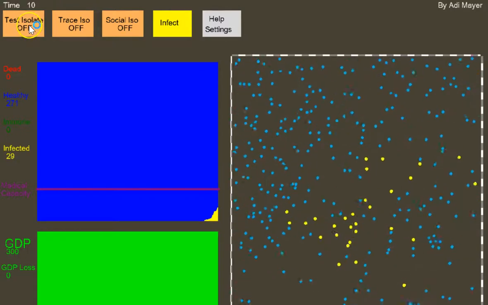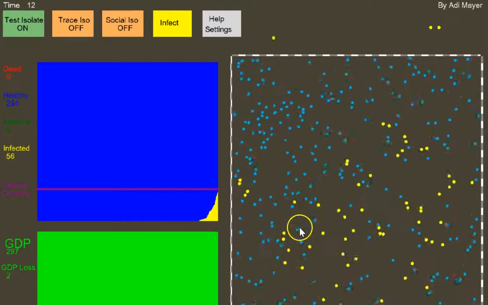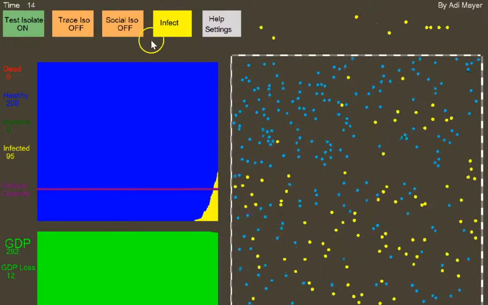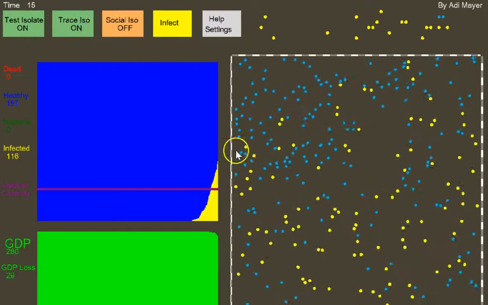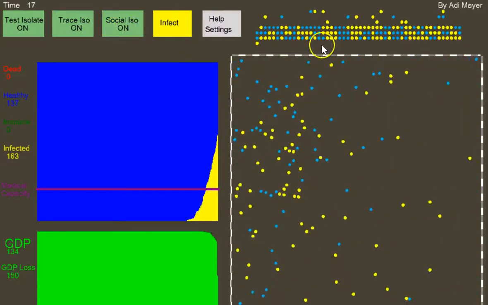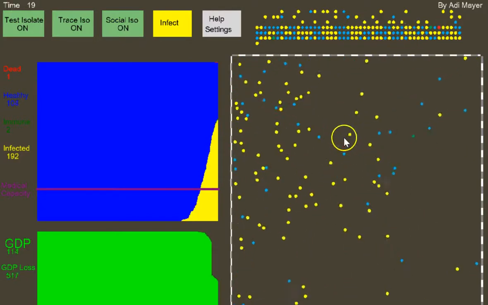Now I can test people and isolate them once they're tested positive. There's a delay between becoming yellow, being infected, and being tested positive. I can also trace their contacts and send them into isolation. And I can send half of the population into isolation, no matter what the tests are.